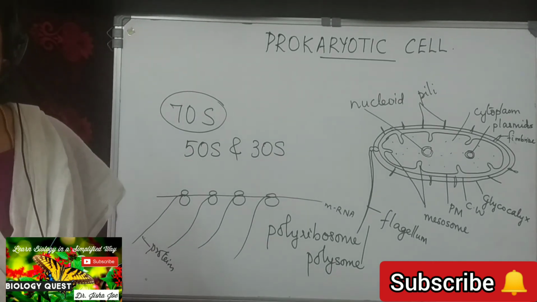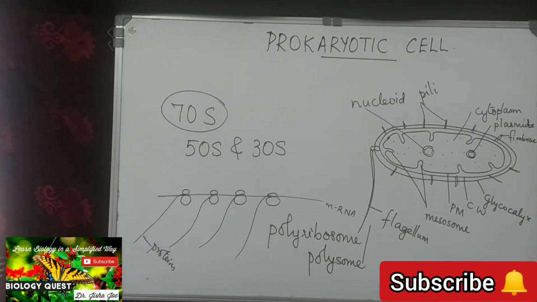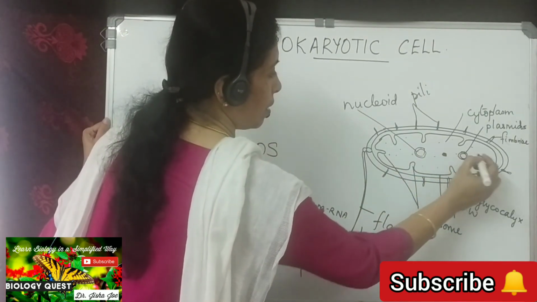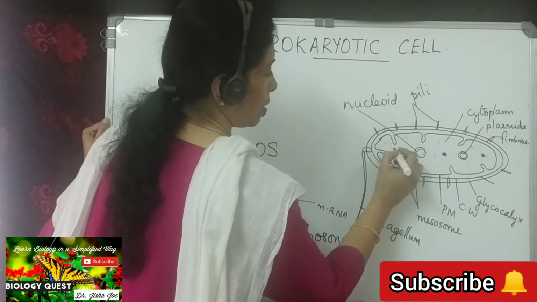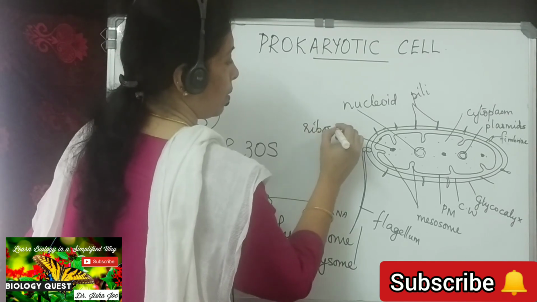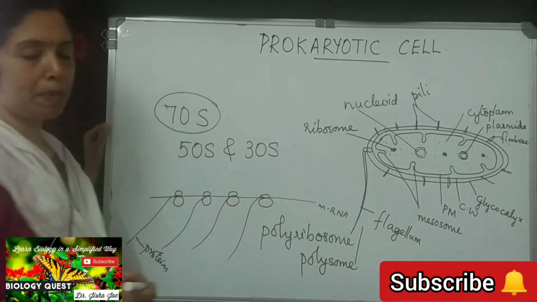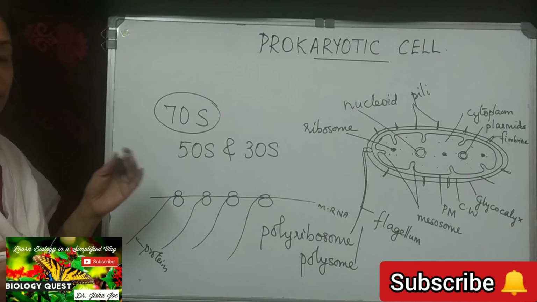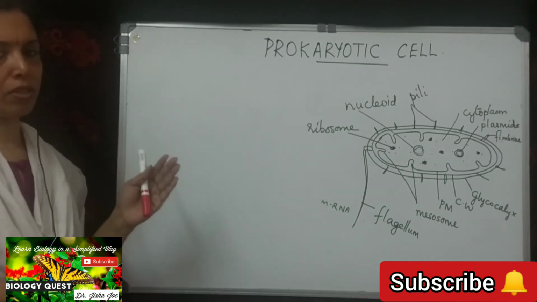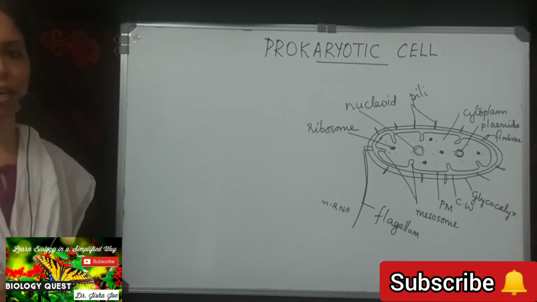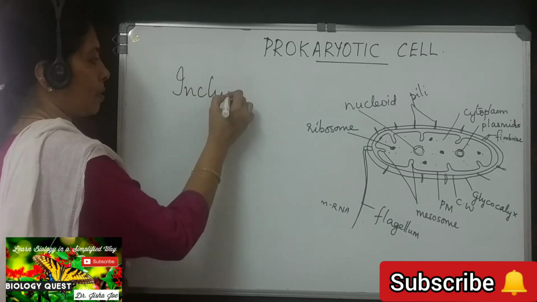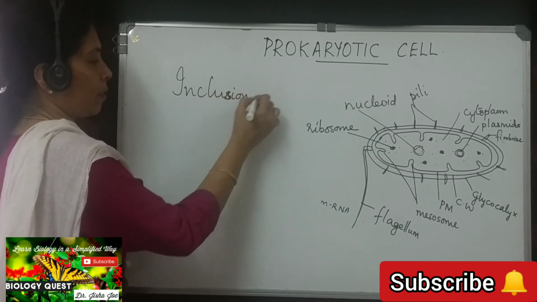So that is with regard to the ribosomes. They may be seen in the cytoplasm or may be seen associated with the plasma membrane. Now moving on to the last structures that you can see in the prokaryotic cells, they are the inclusion bodies. What are inclusion bodies?